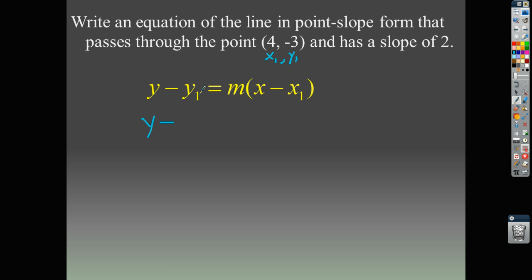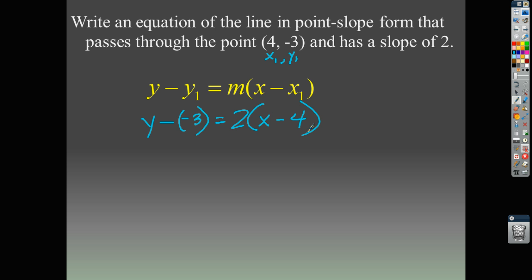The two common mistakes that students typically make here is they'll put 4 in here, and then they'll also forget that that's subtracting. Whatever y1 is, you're subtracting it, and you'll see what I'm talking about in a second. y1 is negative 3, so that's really subtracting a negative 3. So I'm going to plug in y1 here. My m is 2, that's the slope, and then x1 is going to be 4, so it's x minus 4.